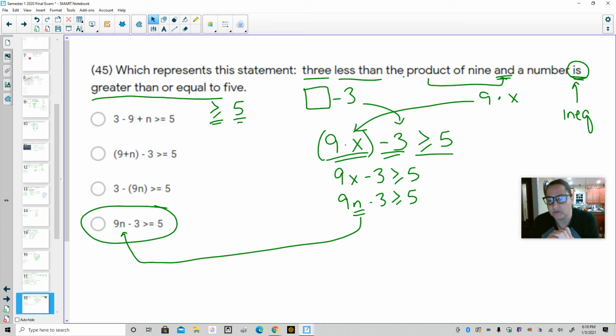However, when I look for that, I discover that there isn't any x's. So I quickly recognize that, remember, your variable can be any letter of the alphabet. 9 times a number minus 3 is greater than or equal to 5.